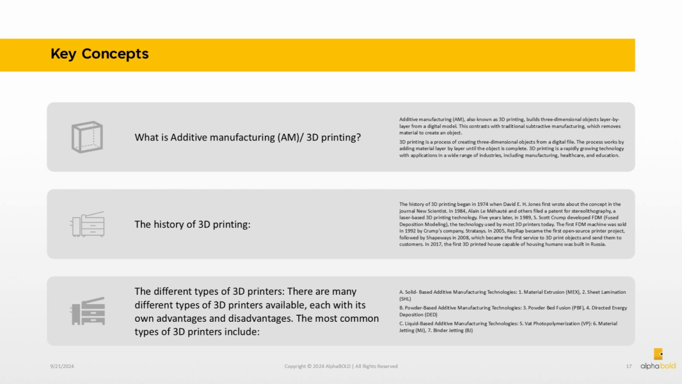The different types of 3D printers. There are many different types of 3D printers available, each with its own advantages and disadvantages. The most common types of 3D printers include: A. Solid-based additive manufacturing technologies. 1. Material extrusion (MEX). 2. Sheet lamination (SHL).